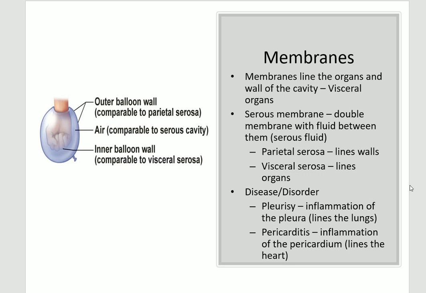The layers that line the organ are called the visceral serosa. So viscera are organs. Visceral serosa line the organs. And the parietal serosa is what lines the walls. So the visceral serosa essentially vacuum packs the visceral organs. The part that lines the cavity is the parietal serosa, the outer balloon wall, if you will, in that example.